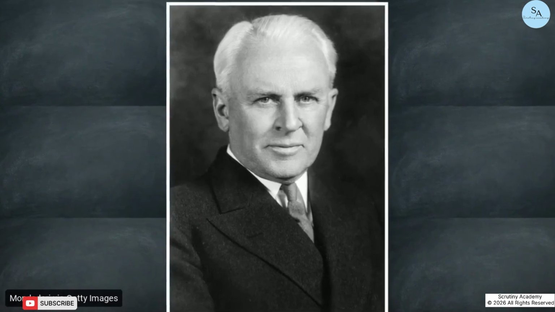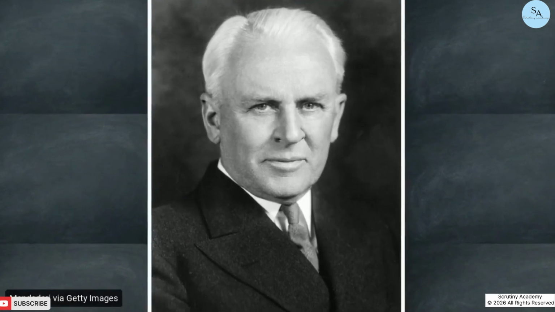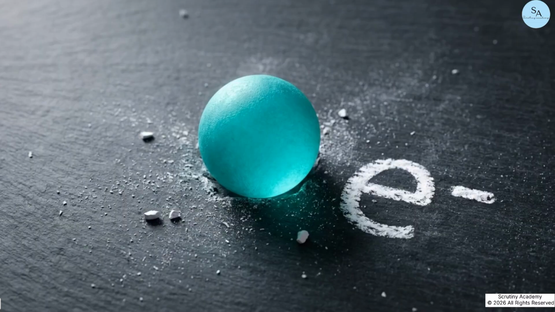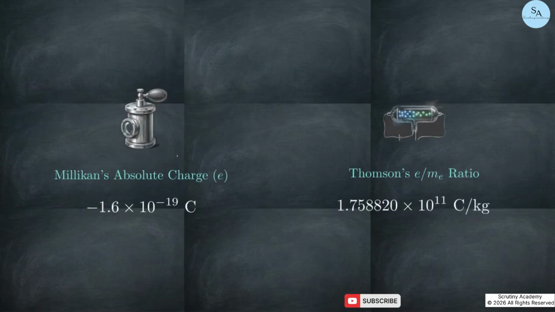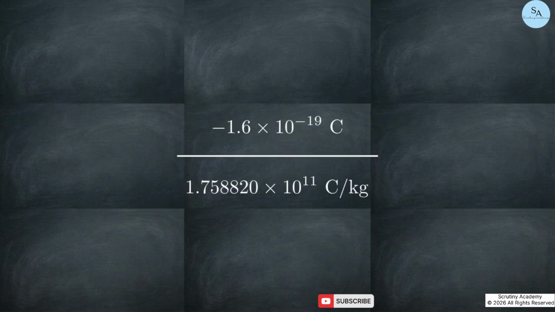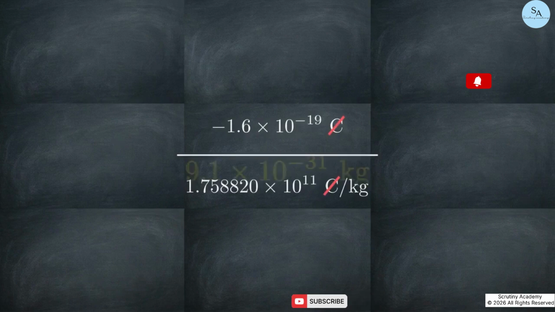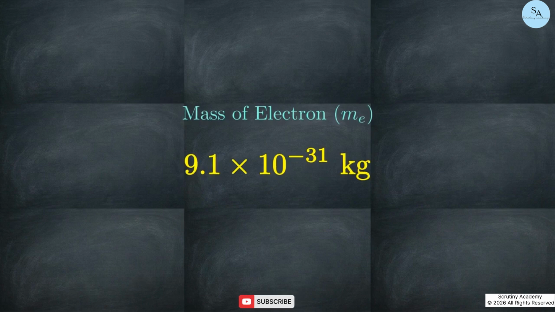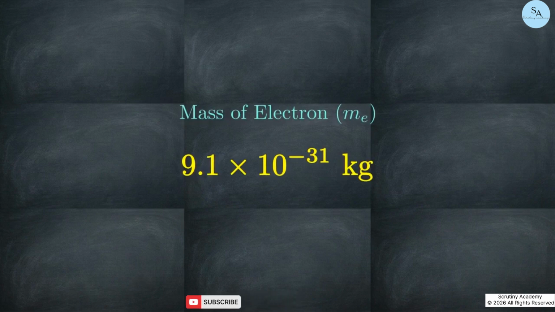While Thomson determined the ratio, R.A. Millikan used his oil drop experiment to measure the absolute charge. He found the charge on a single electron to be negative 1.6 times 10 to the negative 19th coulombs. Combining Millikan's absolute charge with Thomson's ratio allowed scientists to determine the mass of the electron, 9.1 times 10 to the negative 31st kilograms. This fundamental value emerged from the integration of these 2 independent experimental findings.